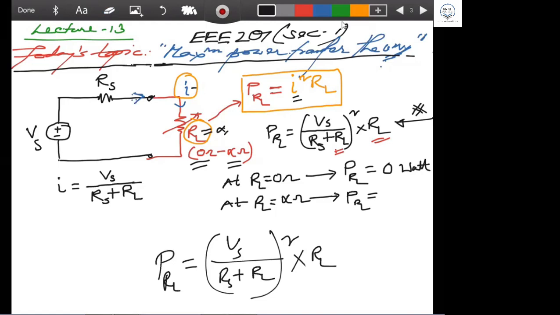What will be I then? 0. If I is 0, then what will be PRL? 0, sir. Yeah, I is 0, so I square into RL, 0 square into RL equal to 0. So what we can see, 0 watt, if it is infinity, practically we can see in fact it will come as 0 watt as well. Do you got what I'm talking? Yes, sir. Okay, this is what we can see in reality. It is giving you 0.